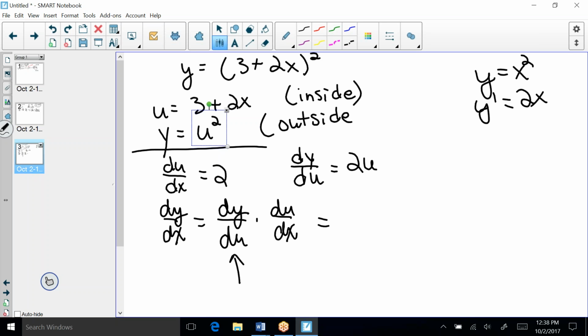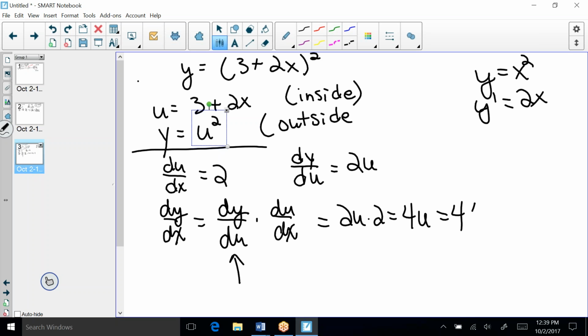What's dy du? 2u. And then we're going to write du dx, and that's going to be 2. So it's going to be 2u times 2, which of course is 4u. But we can't leave our answer in terms of u, it has to be in terms of x because we're finding dy dx. X has to be the variable. So this is going to be 4 times... So we have to write in u. What's u? 3 plus 2x. U is 3 plus 2x.